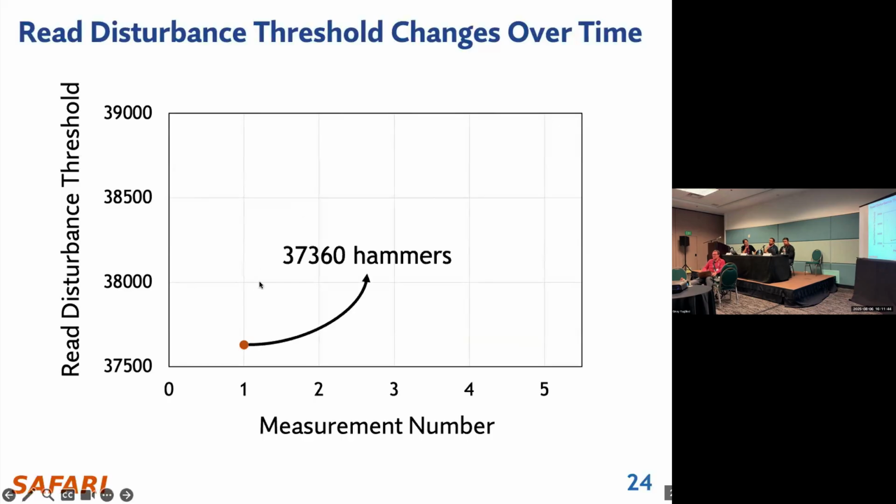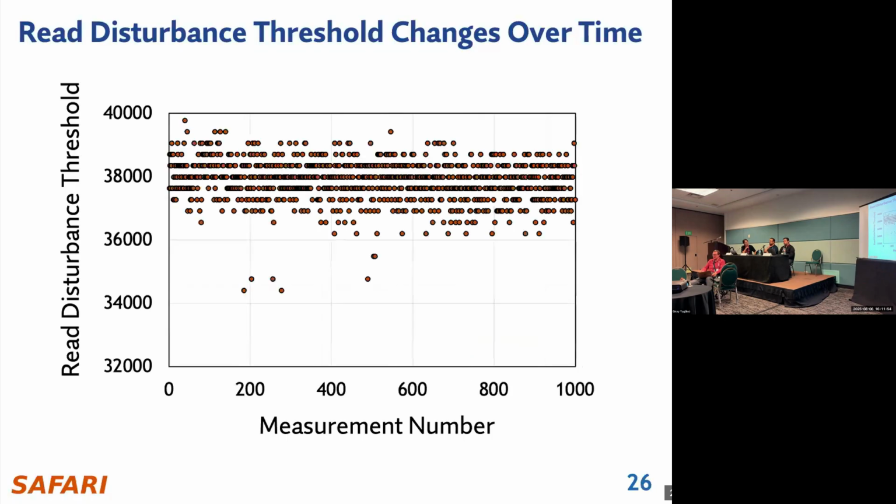This measurement can tell you that you need to hammer the row 37,360 times to get a bit flip. And you may get this sort of measurement over time as you keep measuring. And this is kind of the pattern we get. As you measure, you get different thresholds. And you can see that some of them are low over here. The question is, how low can you get?